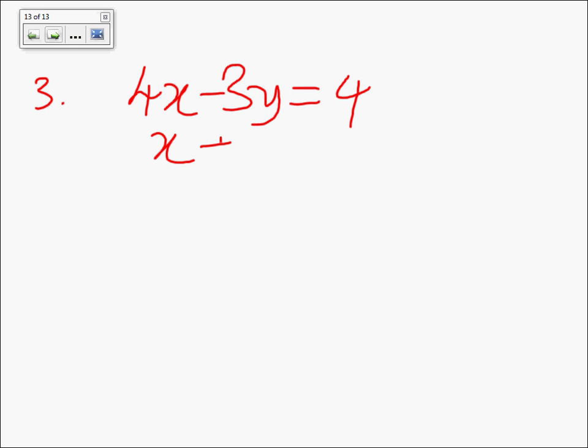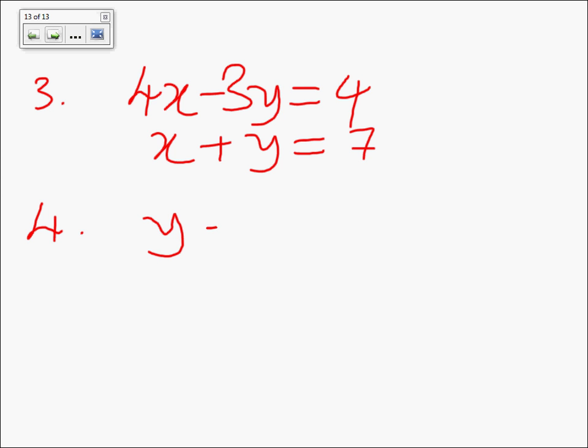Question 3. Solve the following as well. 4x minus 3y, and 4x plus y is equal to 7. Solve that system.